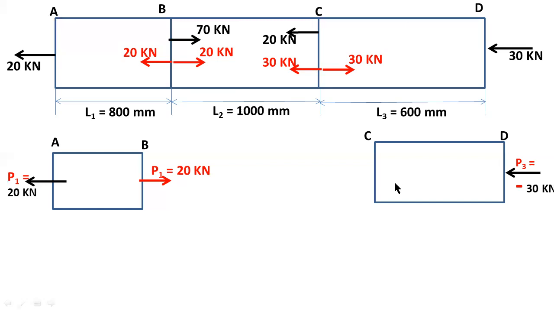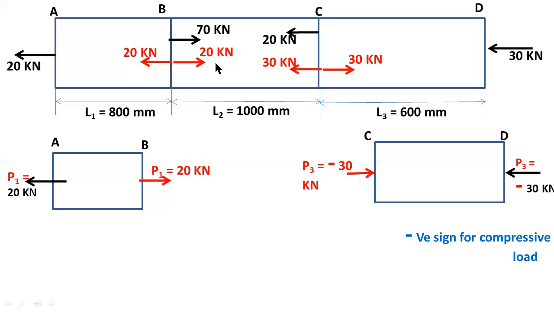Now I need the right side 30 kilonewtons load. So I am considering this 30 kilonewtons at C, because I need two equal and opposite forces. Now the load acting on bar 3 is equal to 30 kilonewtons, but here I consider negative sign for compressive loads. It is very important: negative sign for compressive loads.